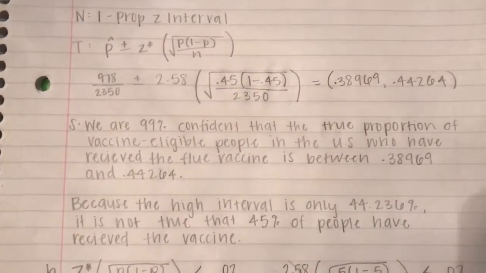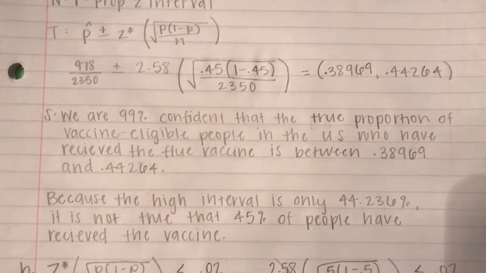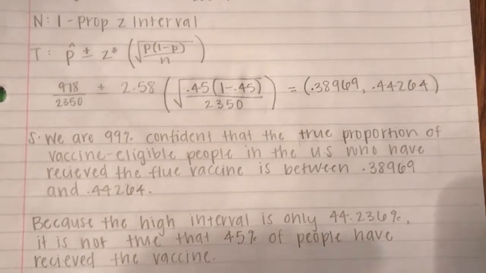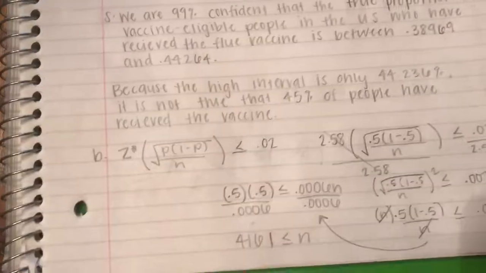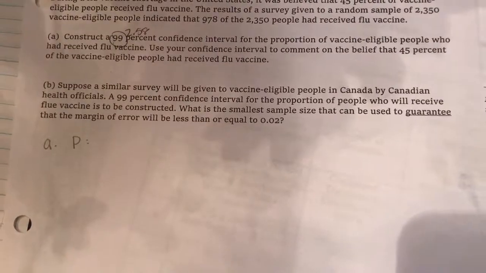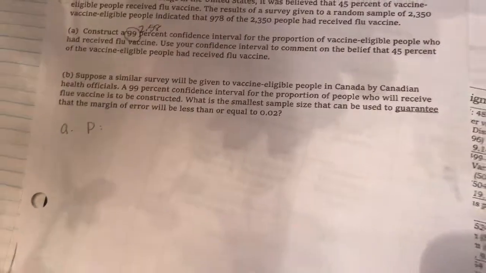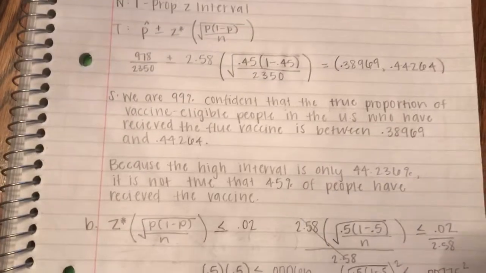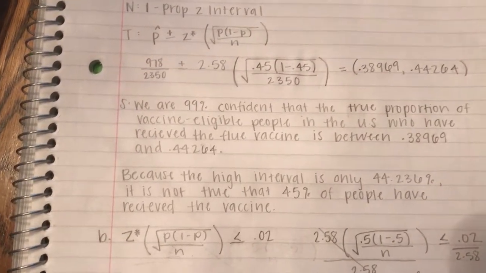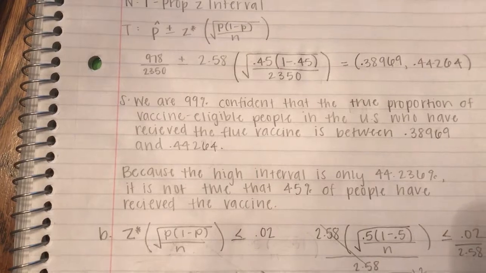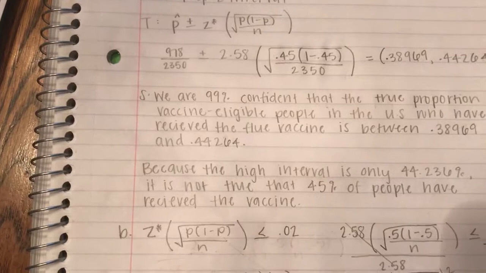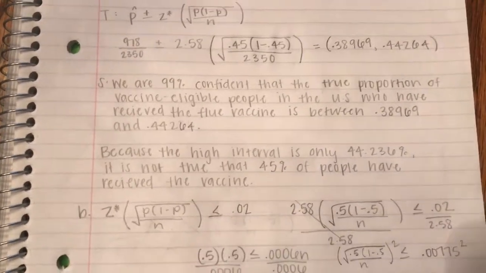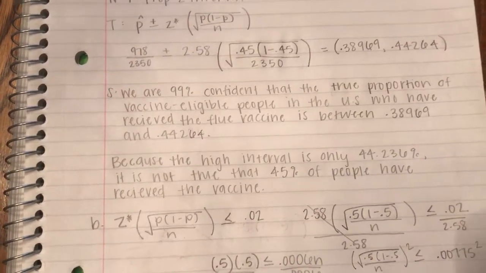Then we have C, which is our statement in context. We are 99% confident that the true proportion of the parameter of interest is between the confidence interval that we've gotten. Then we go to the second part of the problem, which wants you to comment on the belief that 45% of vaccine-eligible people have received the vaccine. Because the highest value in our confidence interval is only 0.44264, which is about 44%, we know that 45% is not contained within our confidence interval, so it's impossible for 45% of people to have received the vaccine.